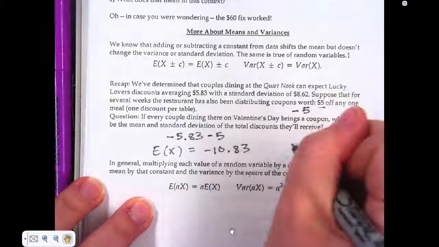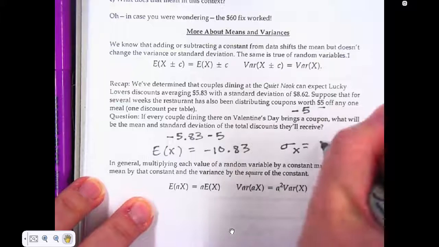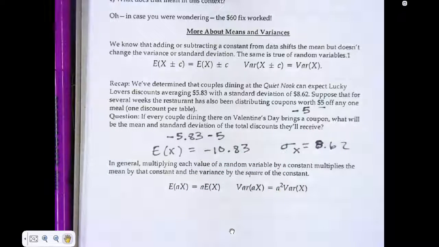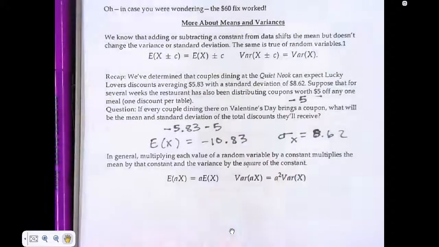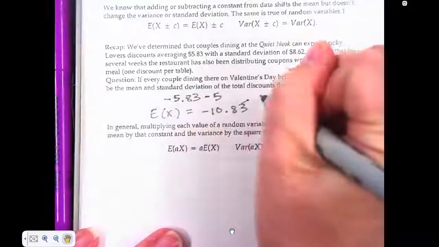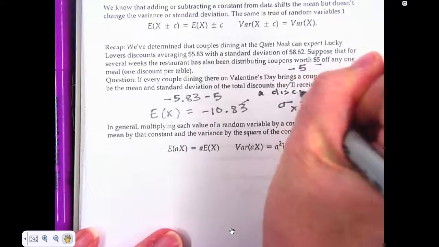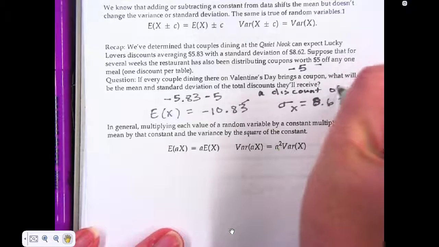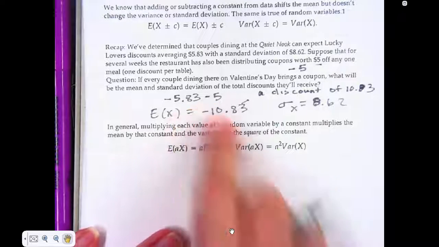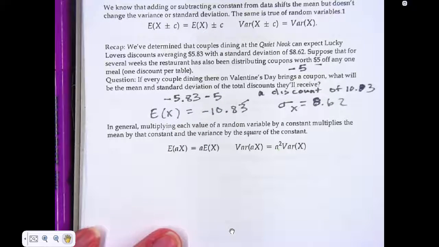Now my variance and my standard deviation are both going to stay the same because you were adding and subtracting. So that's going to stay at 8.62. And again, that one was a little different. You've got to be careful with that because the discount was the amount off. So my new discount would be negative 10.83, or you could just say a discount of 10.83. You just have to put that in some way. What you need to make sure you don't do is take the 5.83 minus 5 and say the discount changed to 83 cents. Because with that coupon, that's not quite what happened there.